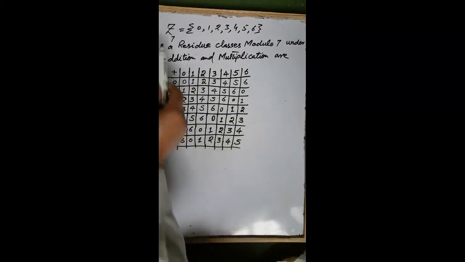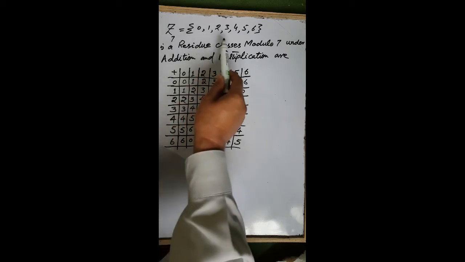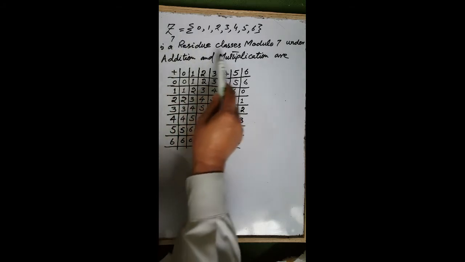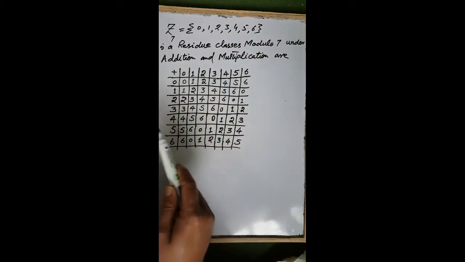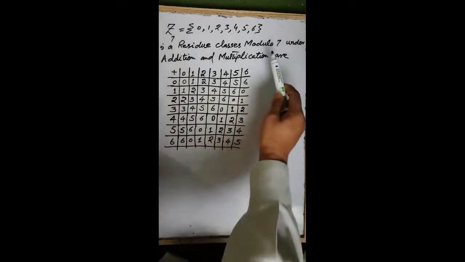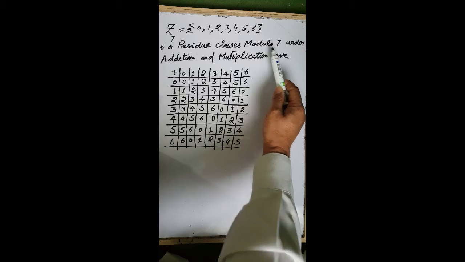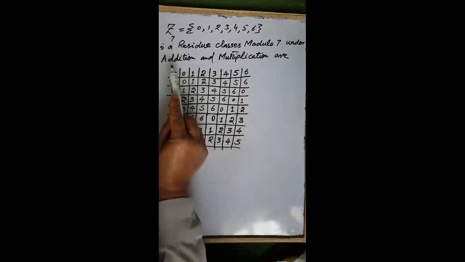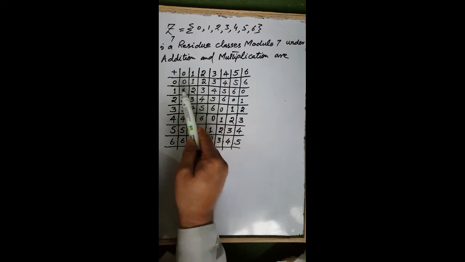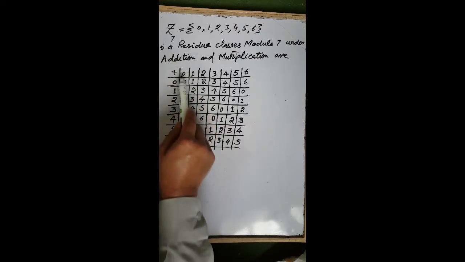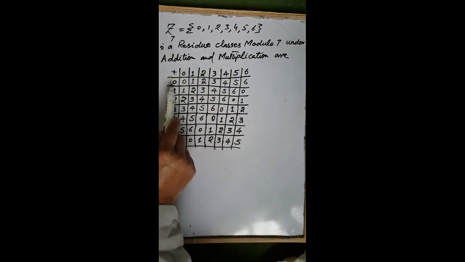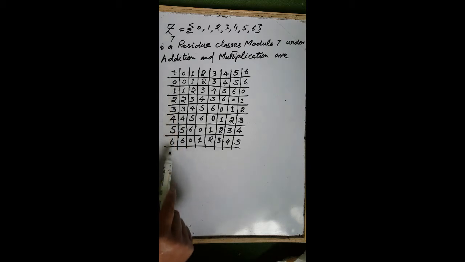Another example: Z7 consists of the elements 0, 1, 2, 3, 4, 5 and 6, and we have to check that this set of residue classes modulo 7 is closed under addition and multiplication. That is, we check that addition and multiplication are binary operators on the above set under the condition of residue classes modulo 7. To check the addition, we construct a table for the calculation, with the elements 0, 1, 2, 3, 4, 5 and 6.